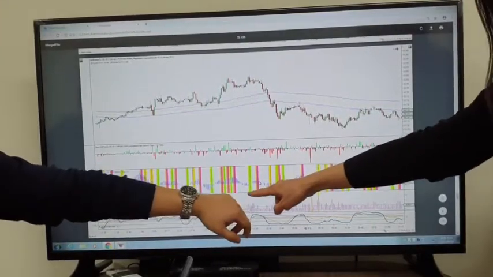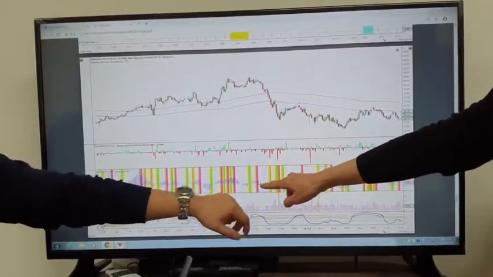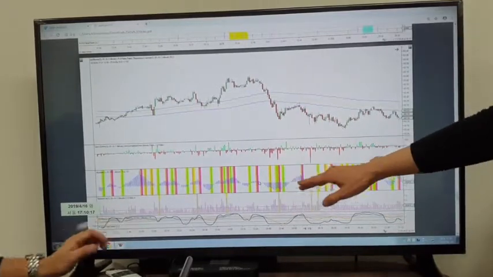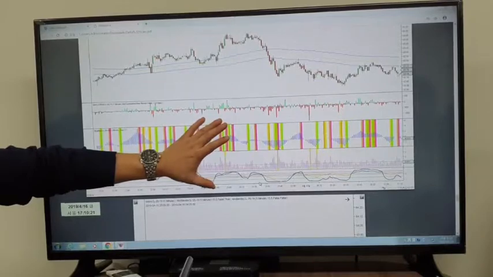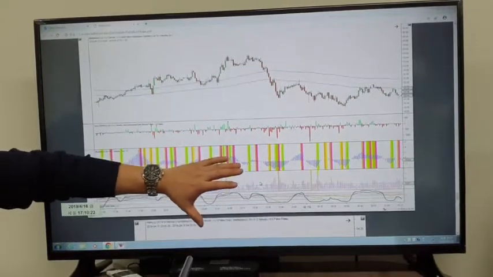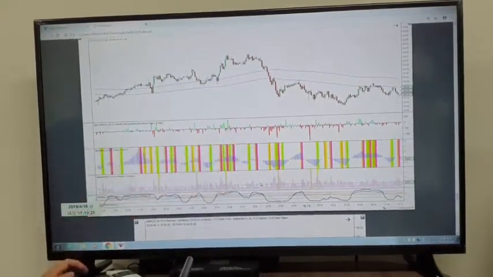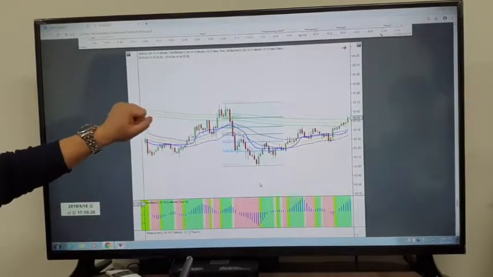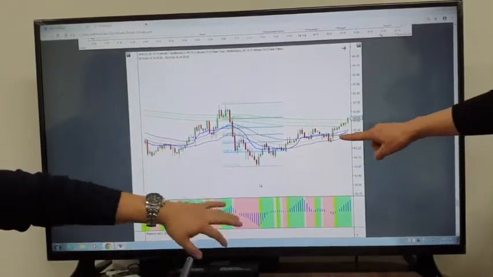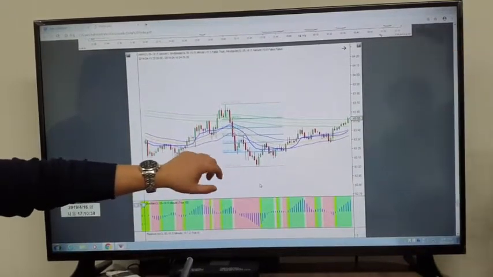And the red ones are sell signals. Okay, so this is the signal that is driven by the price. So that's the 1 minute. This is 5 minutes. This is the 5 minute system.